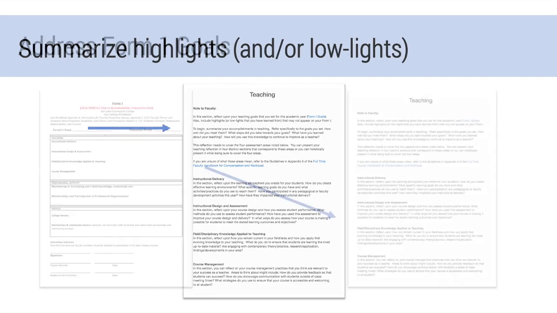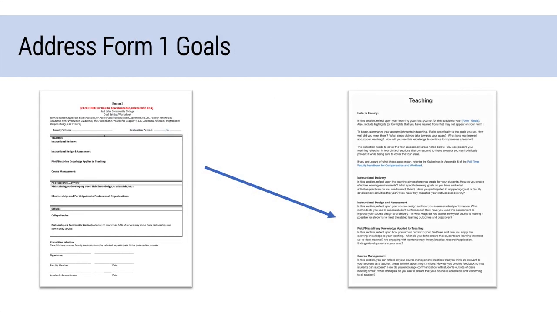Then move into the goals you set with your associate dean that were documented on your Form 1 sheet. Make sure that you address each goal that you set for yourself and whether you met it or not. If you didn't meet a goal, explain why and what you plan for the future.